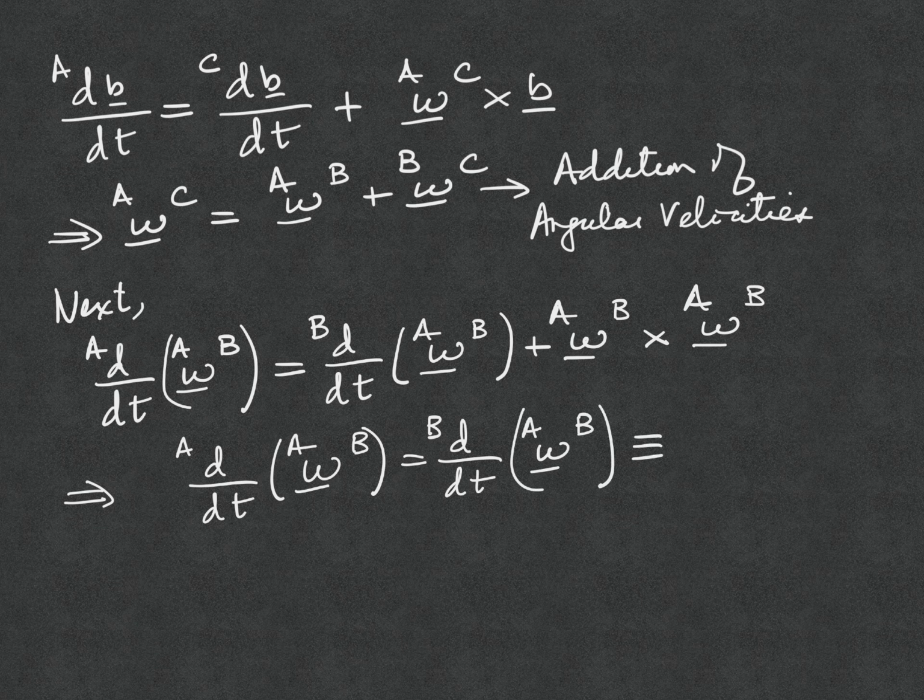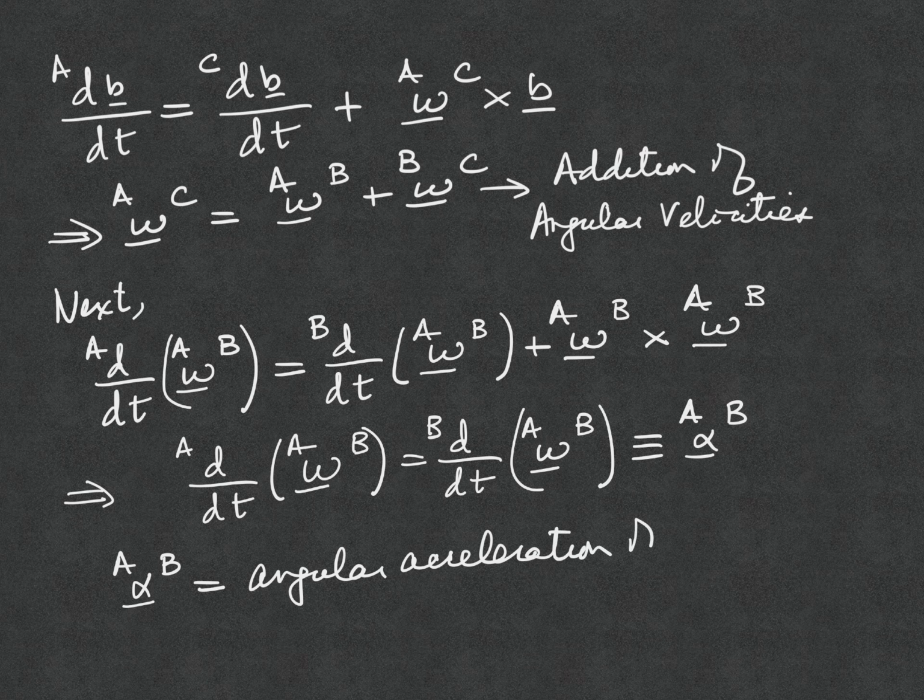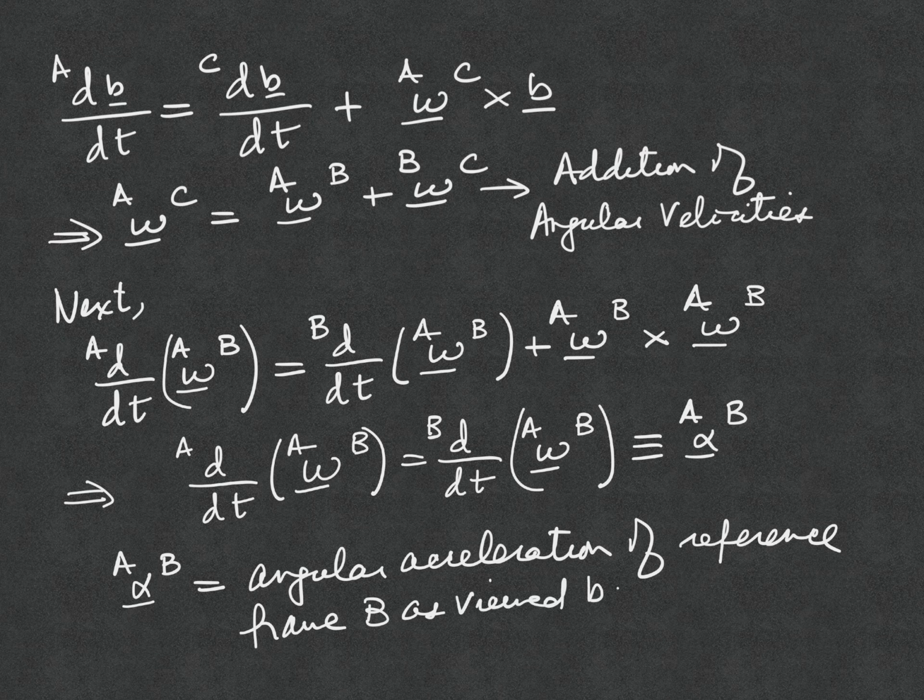And this quantity is defined as alpha BA, where alpha BA is what's known as the angular acceleration of reference frame B as viewed by an observer in reference frame A.